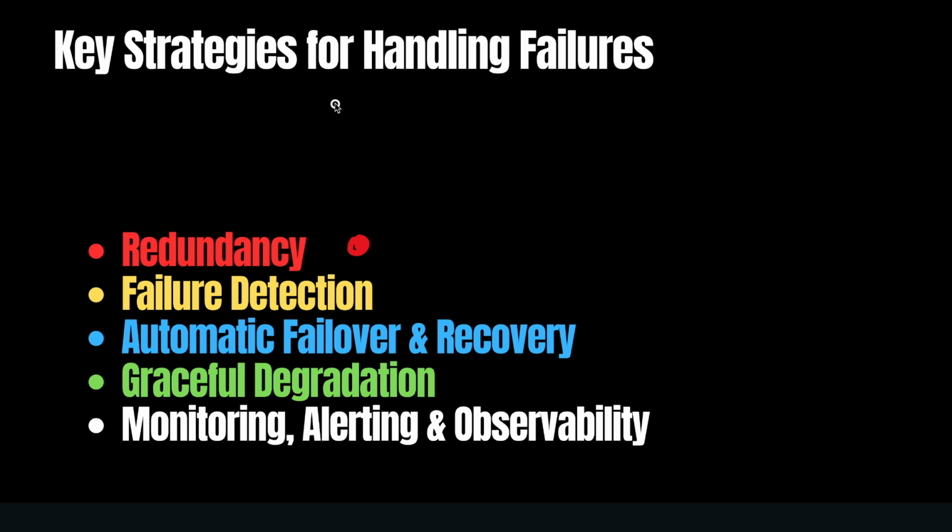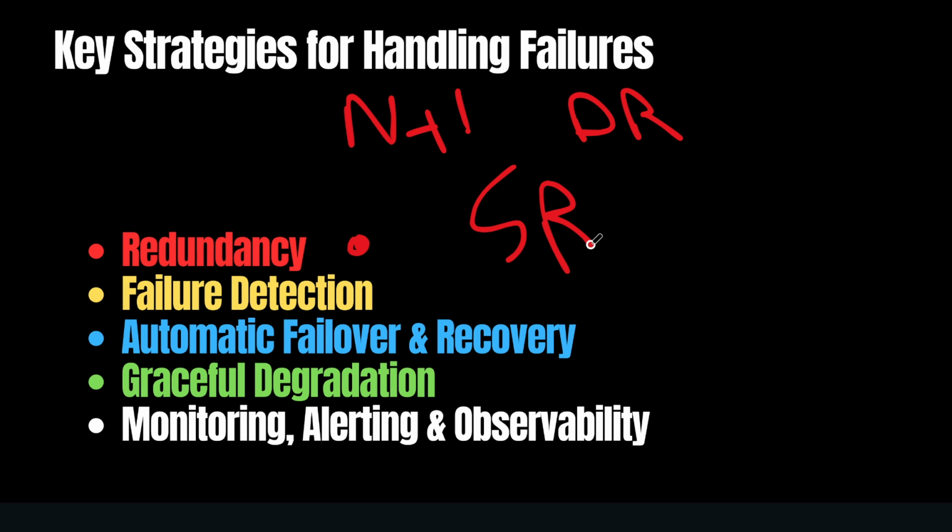For implementation, we have N+1 redundancy, which is having at least one extra component than strictly needed. Maybe we can also have data replication, which basically is storing multiple copies of data. Also, we have service redundancy, which is running multiple instances of your application services behind a load balancer. The benefit of this one is it eliminates a single point of failure and enables high availability.